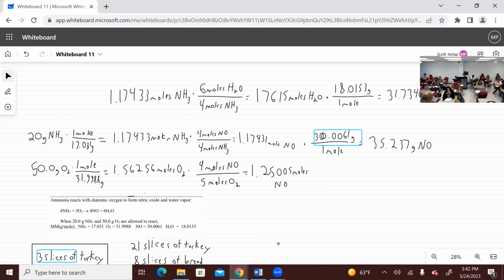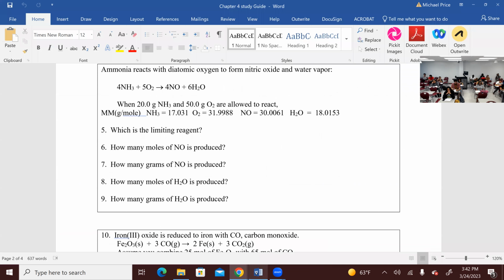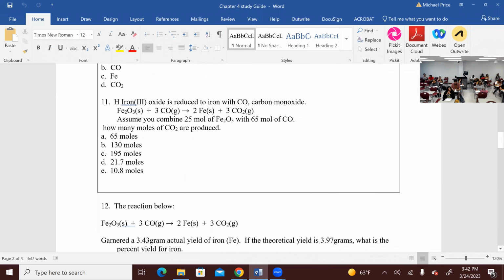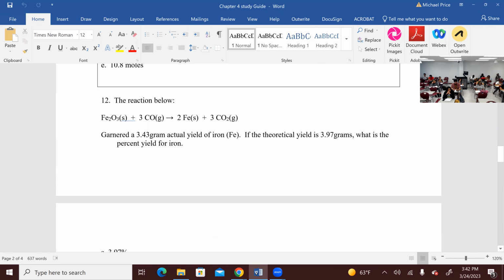But yeah, all right, so let's see. I got 8 minutes left. All right, so it says number 12, the reaction below. I have ferric oxide plus 3 moles of carbon monoxide yields 2 moles of iron and 3 moles of carbon dioxide. I didn't know this was a thing. Ferric oxide, that's rust, by the way. So apparently you can take rust and react it with carbon monoxide at elevated temperatures, and you can reduce the iron in the rust back to iron. Apparently that's a thing.